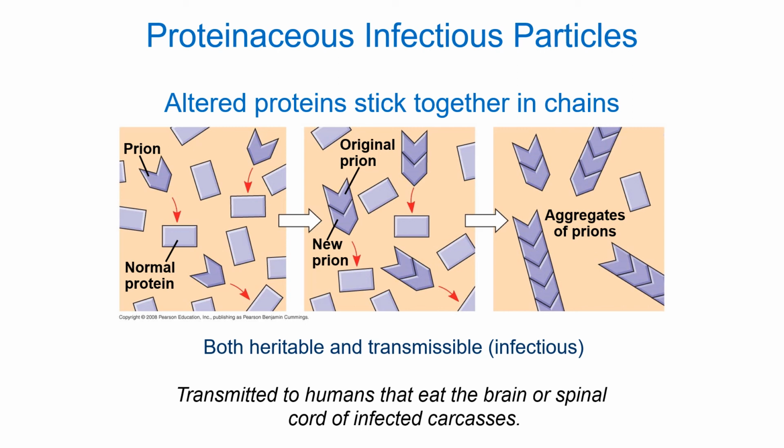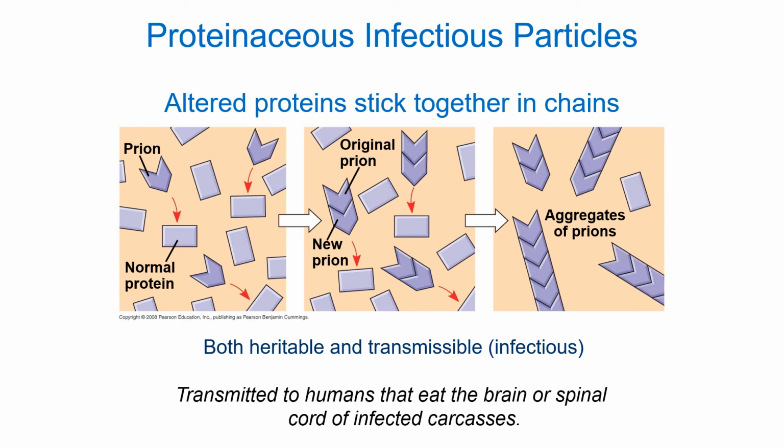So not only will the abnormal proteins replace the normal proteins, but they'll stick together in long chains and form these plaques or deposits that will cause further harm to the cell. It's kind of like what we talked about in sickle cell anemia. Remember, if we have hemoglobin that's misshapen, it can stick together and form long chains and interrupt the functioning of the red blood cell.